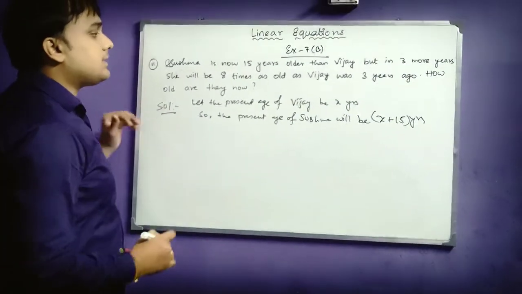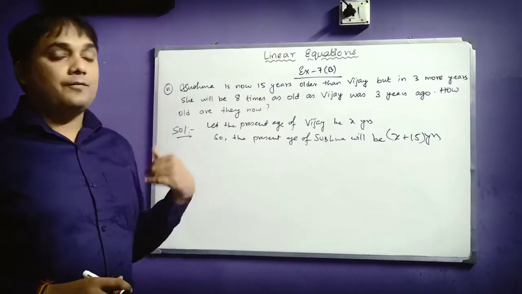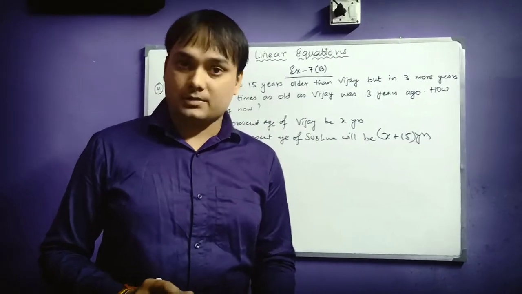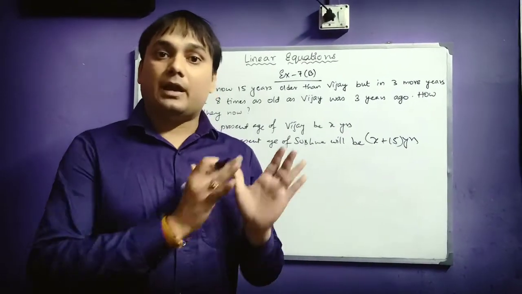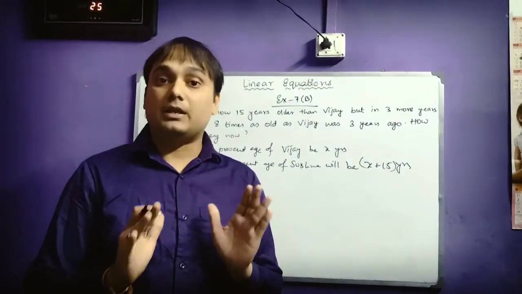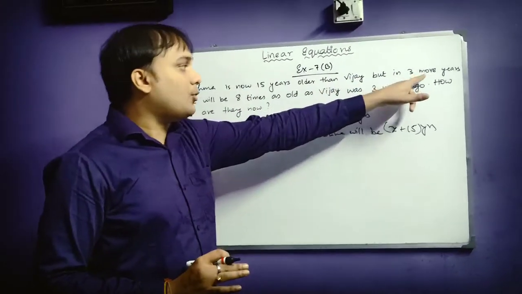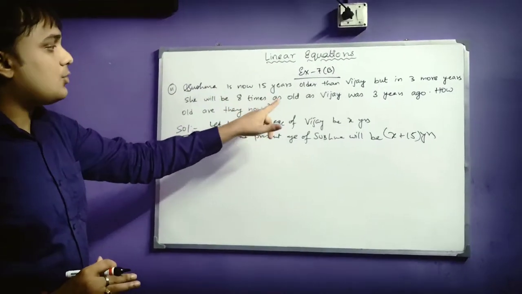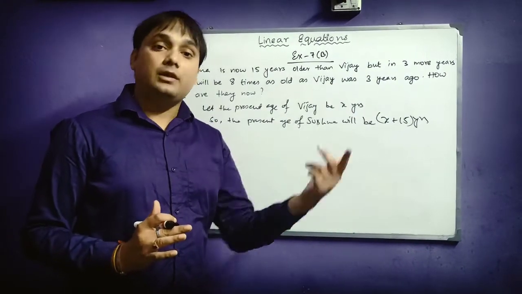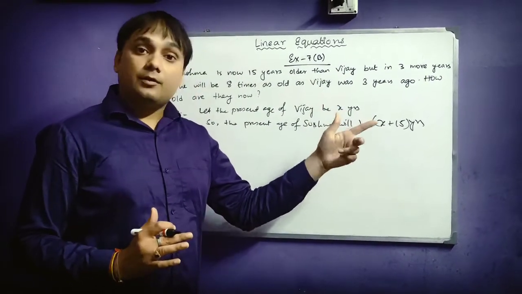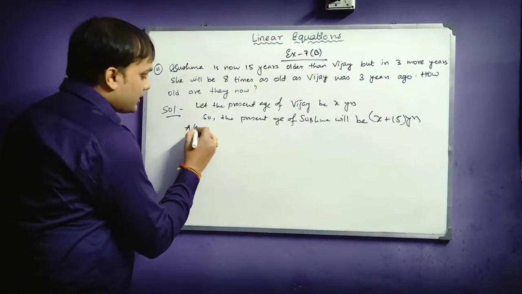Okay, now we will be framing the equation. This is the most important part here. If you are framing a wrong equation, you will definitely get the wrong answer. So it's very important that your equation is correct, and you will make that equation by understanding and by reading the question very nicely. See, it is said that in 3 more years, she will be 8 times as old as Vijay was 3 years ago. That means Sushma after 3 years will be 8 times the age of Vijay which he was 3 years ago. So according to the question, let us write here.